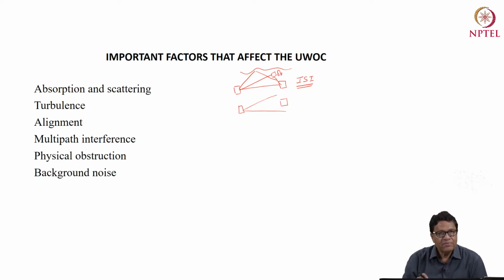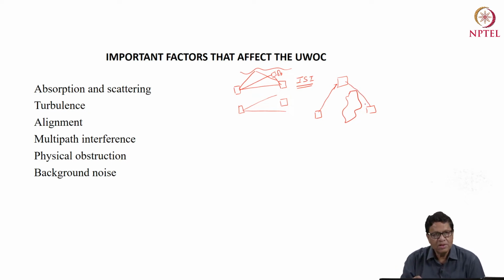Physical obstruction. So if you have a transmitter and receiver communicating, and suppose there is an obstruction here. It could be a rock, it could be some animal inside the sea. So there may be a physical obstruction. Then you need to have some other node here, so the light will go like this, and then some processing might happen here, and then it is reflected back. This is how you avoid the obstacle.